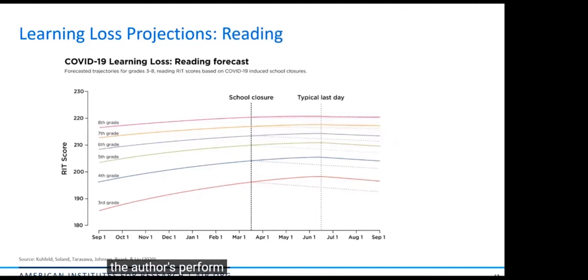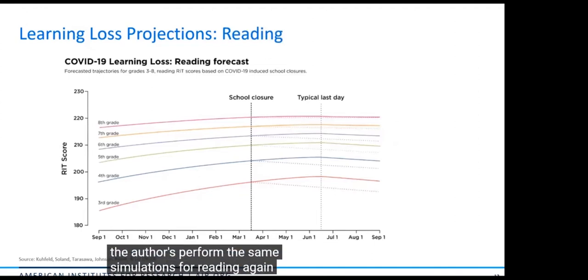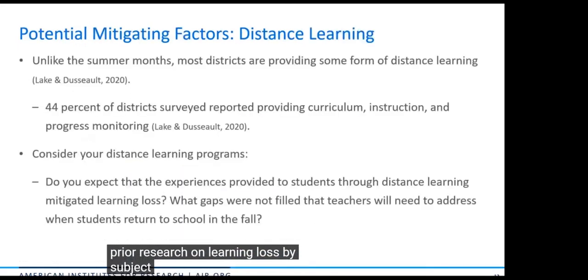The authors performed the same simulations for reading. Again, losses were more profound for 3rd and 4th grades than for older grades, but they weren't nearly as severe as they were for math. In fact, you can see very little loss in reading for 7th and 8th grade. This finding is consistent with prior research on learning loss by subject area.